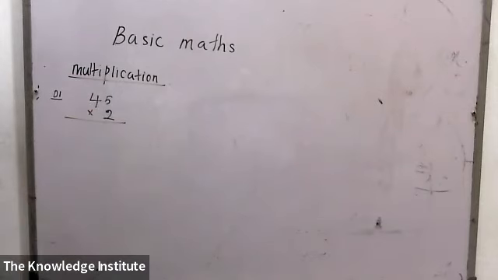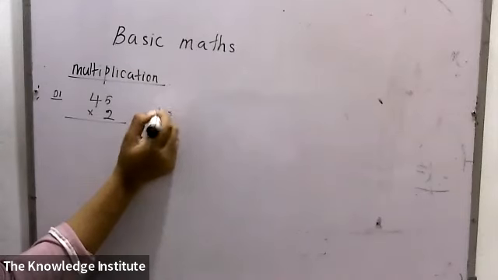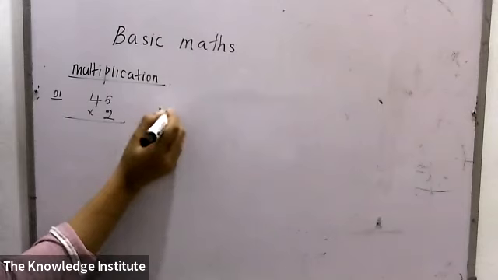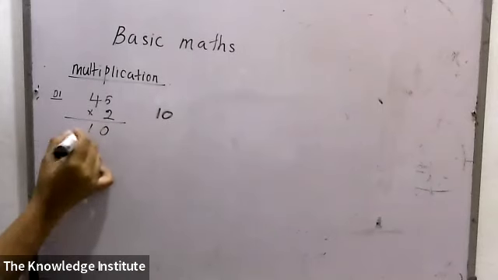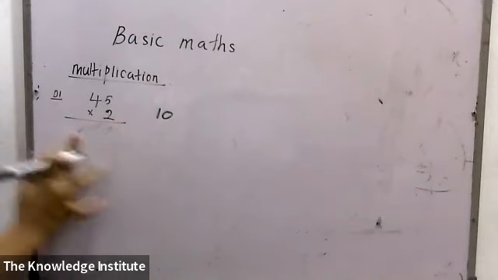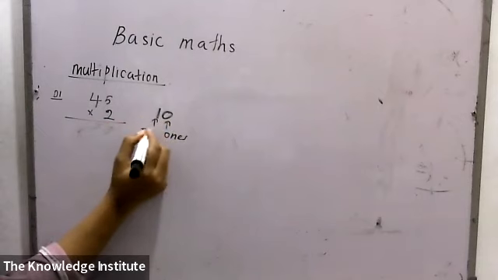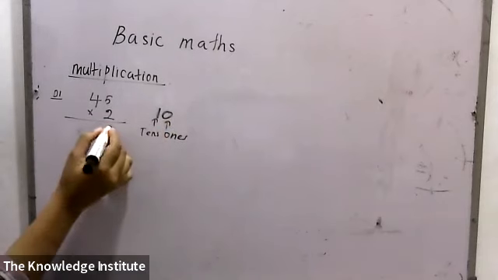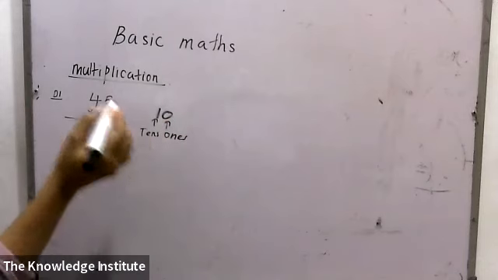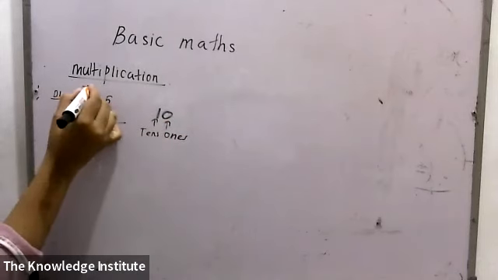Tell me, 2 fives are, what is the answer? 10. So can you see you have two digits? 10 means 1 and 0. But you can't put 10 here. Wrong. This is the 1's place, this is the 10's place. Always remember, we keep only the 1's place, which is 0, and we take the 10's place here. We add.